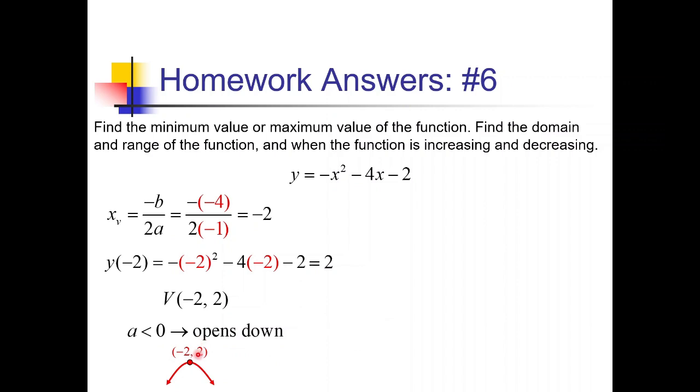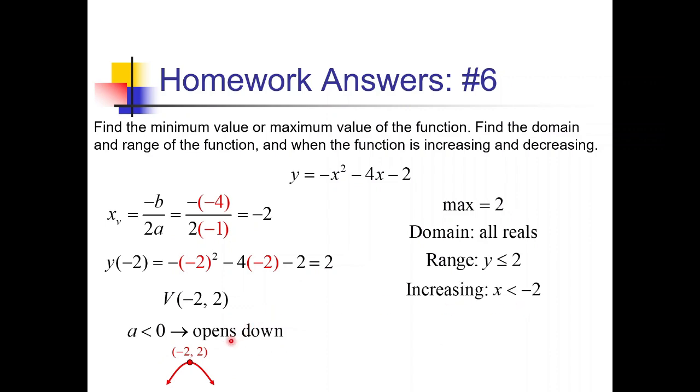Now, since that is at the top of the parabola, that makes the y value 2 the max value. We can see that on our little sketch here. And for the domain, that's always all real numbers for quadratic functions. For the range, we're hitting all the y values that are less than or equal to this 2 right here. And then for increasing, we're increasing until we get to x equals negative 2. So we'll say x less than negative 2 for increasing, and then x greater than negative 2 for all the decreasing. And that's it.